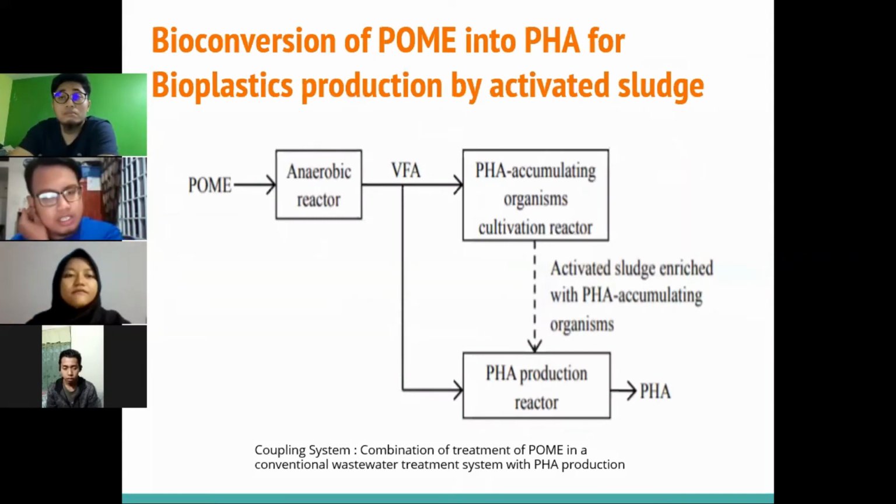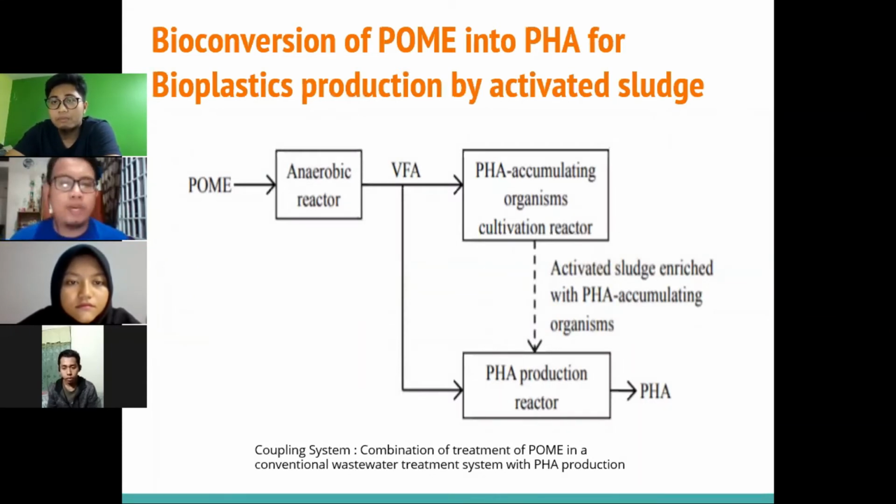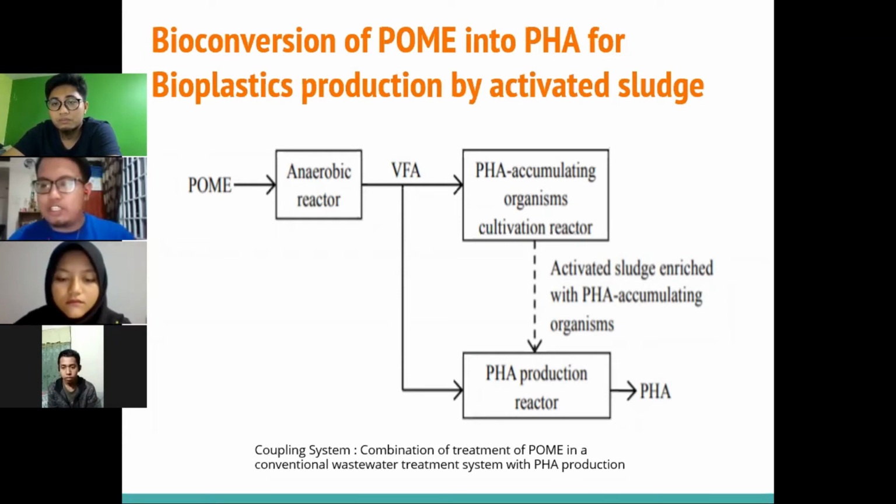All right, this is a more detailed flow chart of the bioconversion of POME into PHA for bioplastics production. The name of the process is activated sludge. I'm going to be very quick here. A two-step process for wastewater treatment coupled with PHA production is needed. As you can see, this is a coupling system, a combination of treatment of POME and a conventional wastewater treatment system with PHA production. The first step involved is the controlled anaerobic treatment of POME.